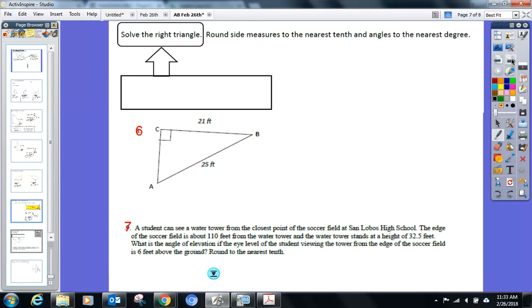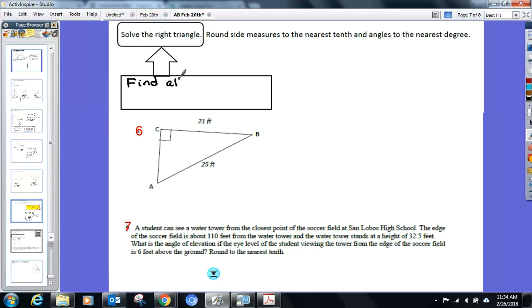Solve the right triangle. That's new directions for us, right? Solve. Here's what I'm asking for. Will anybody know what I'm going to ask for here when I ask to solve it? Everything. Find all remaining sides and angles. Finish the triangle off.